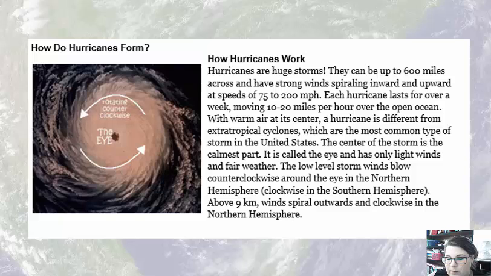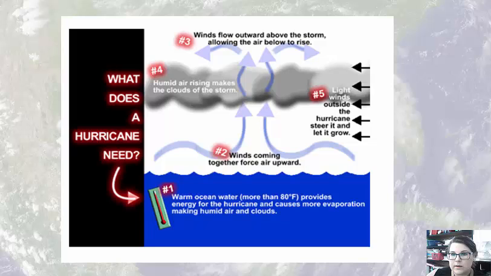The center of the storm is the calmest part. It is called the eye and has only light winds and fair weather. The low-level storm winds blow counterclockwise around the eye in the northern hemisphere, clockwise in the southern hemisphere. Above 9 kilometers, winds spiral outwards and clockwise in the northern hemisphere. Winds flow outward above the storm, allowing the air below to rise.